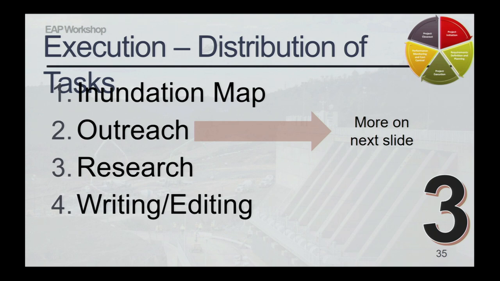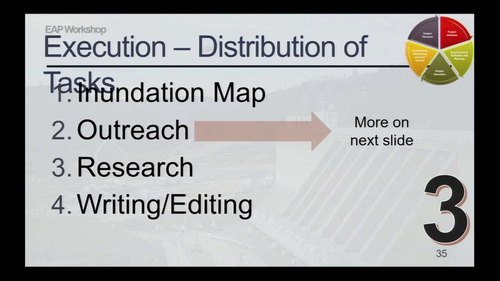So that says distribution of tasks. I apologize, it doesn't display quite right for you. In the planning stage, we identified the personnel to accomplish the tasks. So in the execution stage, we will assign the tasks and then begin work. And here I've broken it out into four tasks. I realized before it was three.